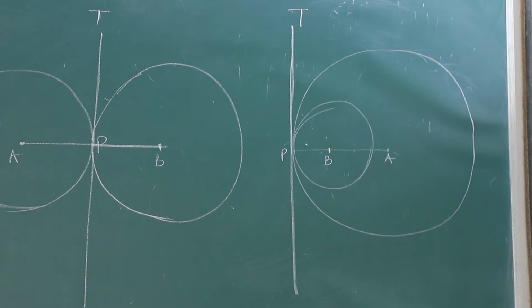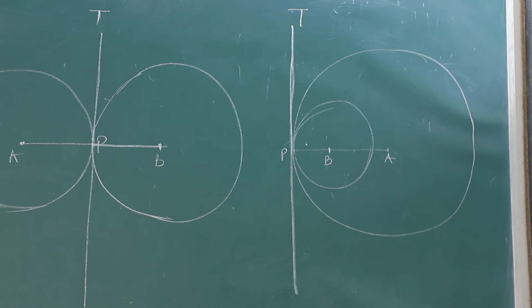AP and BP both are perpendicular at the same point. Only one perpendicular can be drawn on a line through one point. That means P lies on the line joining AB, and that is what we had to prove.